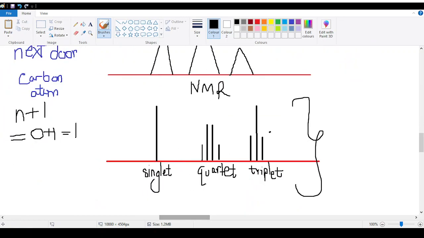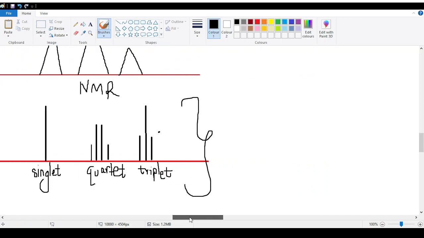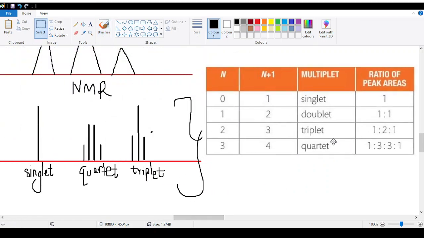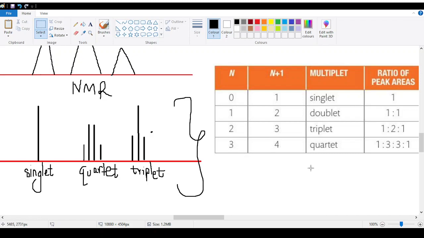I know it's a bit confusing. Apart from singlet, quartet, and triplet, you also have other patterns. So let me give you that example. This is from your student book only. This will be all the patterns that you need to know: singlet, doublet, triplet, quartet. I think there's more actually, but in your textbook, this much is given only.